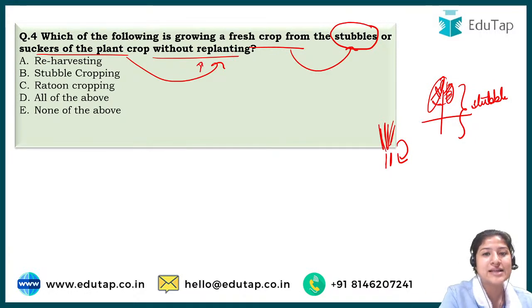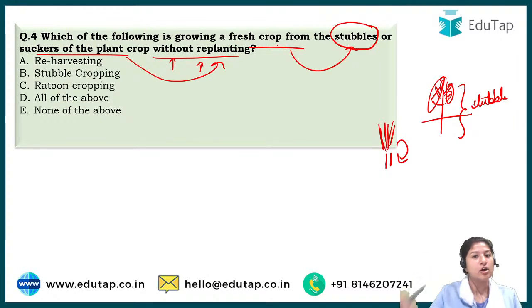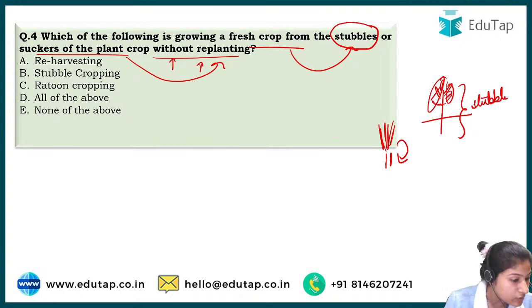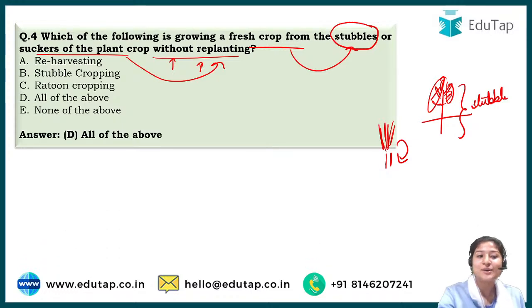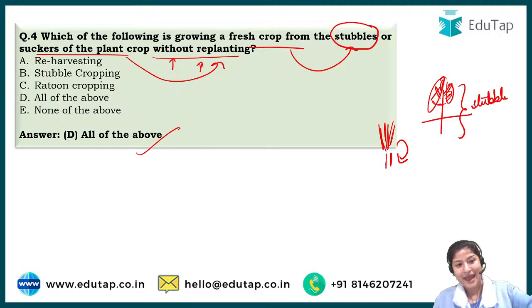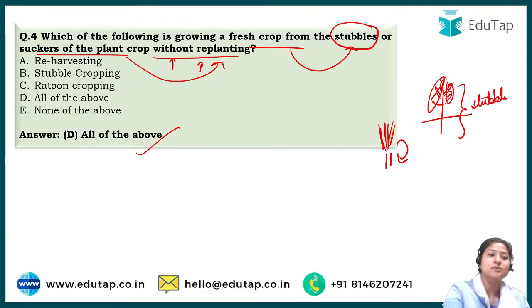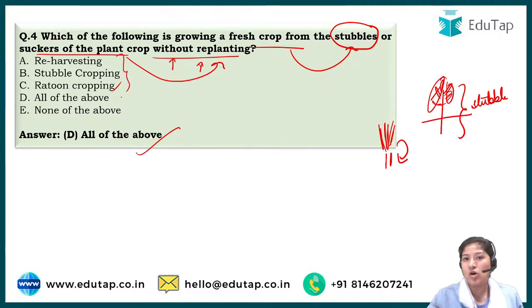Here re means again, right? So without replanting means you are not planting it again. But then you have to tell me what is the method. So here Arun says all, Abhishek says C, Sachin says C, Gaurav says D, Bishwanath says C. Nilesh, it's a confusion between C and D, but yes, the correct answer here is option D, that is all of the above. The reason I added this particular question is for better understanding, because even if option C is not there and stubble or reharvesting is there, you can answer it, right? All are synonyms, you can use them alternatively.